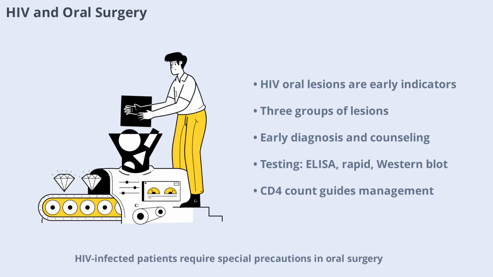HIV-infected patients require special precautions in oral surgery. Oral lesions are early indicators of HIV infection and immune suppression. Lesions are classified into 3 groups based on association with HIV. Early diagnosis and counseling are critical to control virus spread. Testing includes ELISA, rapid tests, and Western blot.